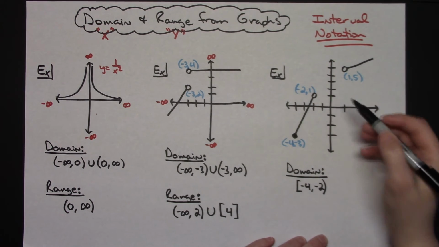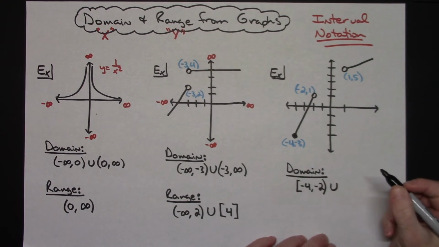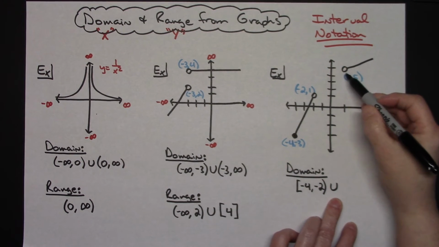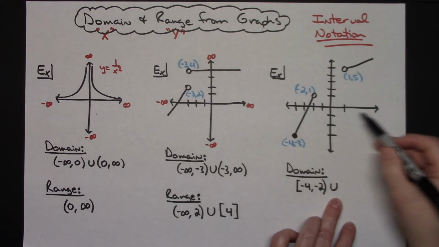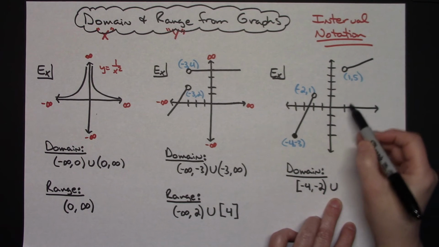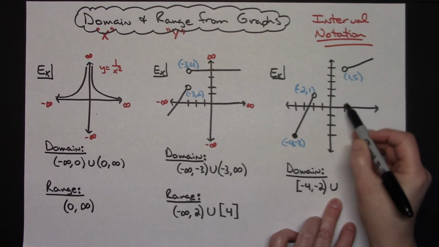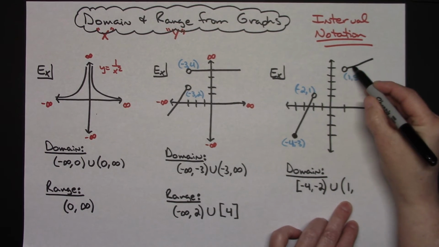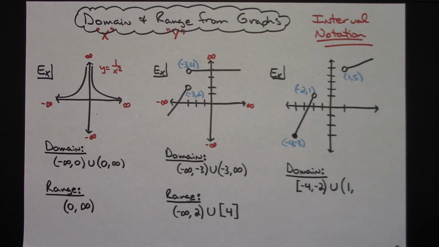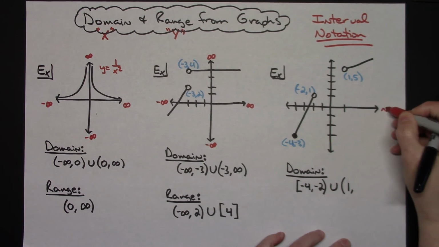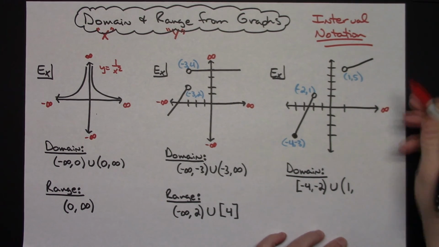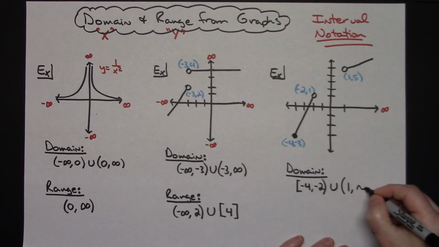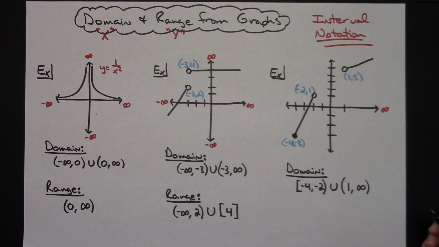Now there's a jump right here. So I've got another section of the graph that I have to look at. Left to right across my graph, this segment right here is starting at 1, but it's an open dot, so I do not include it. So it's a curvy bracket and 1. And then how far to the right does it go? Well, over here is positive infinity, and that's going to go on forever and ever and ever. So this will be a positive infinity curvy bracket.